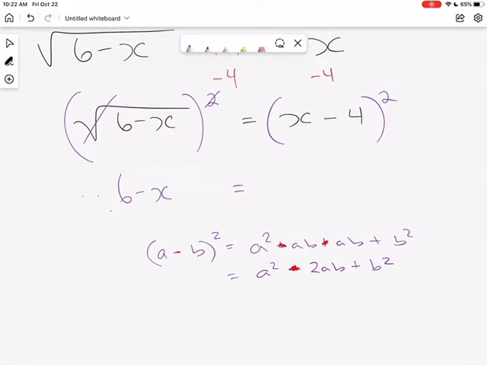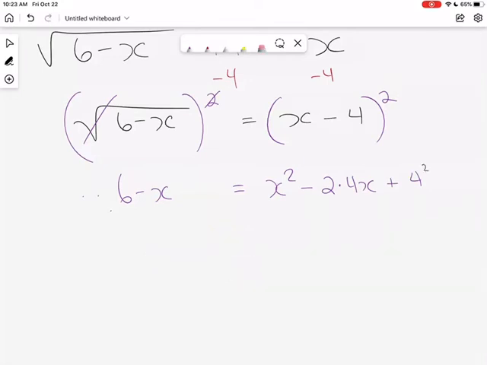And if I multiply x minus 4 to itself, I'm going to get x squared minus 4 times x, and then I'm going to double it, that 2 times, right? So I'm going to get 2 times 4 times x, and I'm going to get plus 4 squared, which is 16. Okay, so let me get rid of that. That was just a sidebar, just to remind you of that situation. So I have 6 minus x equals x squared minus 8x plus 16.